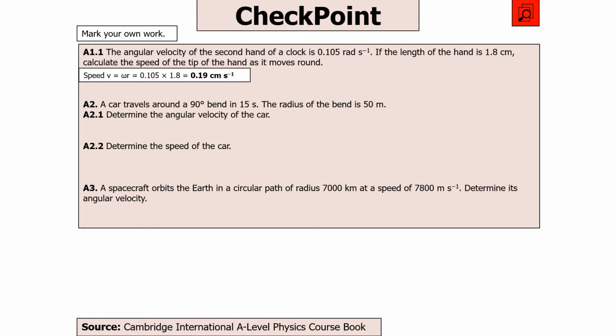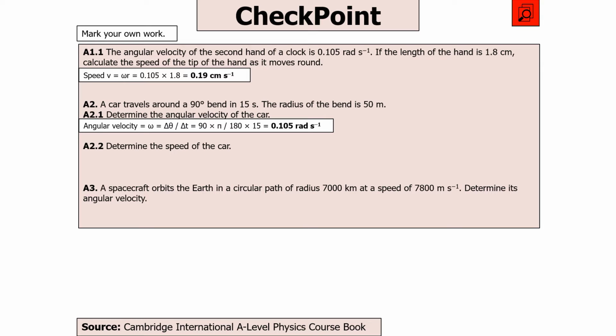So therefore it's going to be 0.05 times 1.8, and it's 0.19 centimeters per second. If you want to convert it to meters per second, convert the centimeters into meters. The next question says determine the angular velocity. Well, we know that the angular velocity is the change in angle over the change in time.